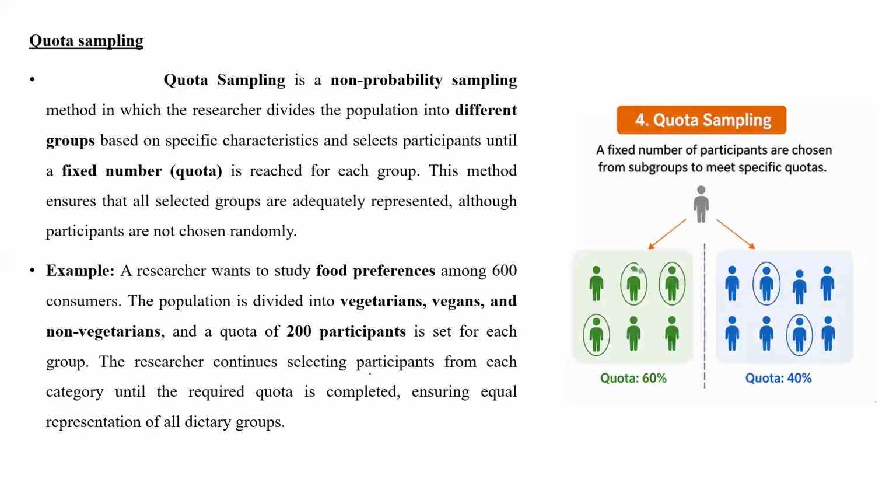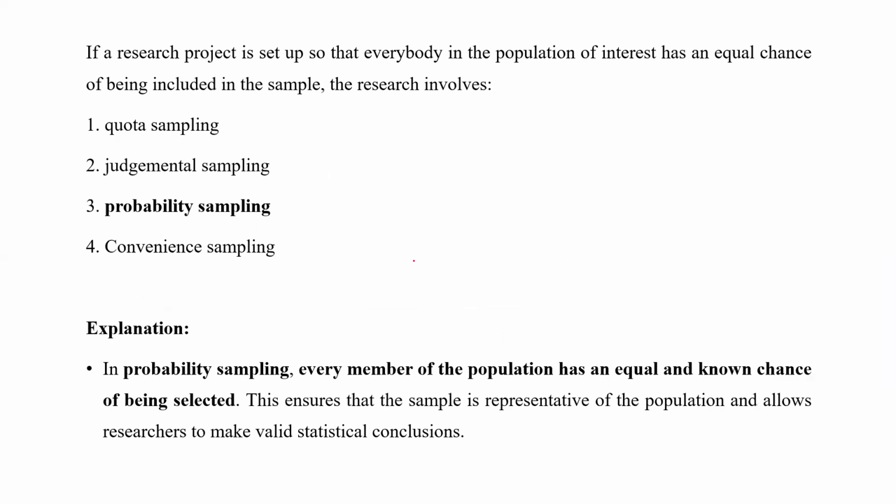Next one is quota sampling. Quota sampling is also a non-probability sampling method. The researcher divides the population into different groups based on characteristics and selects participants under a fixed number for each group. This method ensures that all selected groups are adequately represented, although participants are not chosen randomly. For example, food preferences among 600 consumers. The population is divided into vegetarian, vegan, and non-vegetarian groups like this. So a quota of 200 students is set for each group. Like this, they can take some few questions we can see.